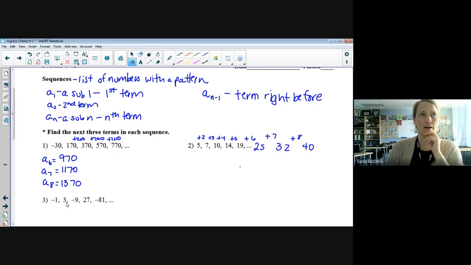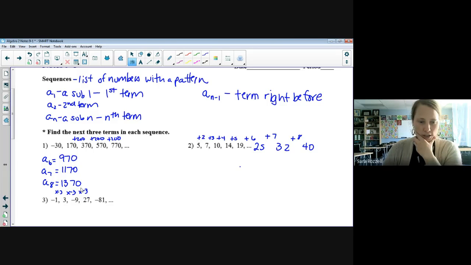I just saw somebody mouth multiply. What are we multiplying each of these numbers by? 3. We know we have a 3, but we're switching from negative to positive, so we're multiplying by negative 3. So negative 1 times negative 3 is 3. 3 times negative 3 is negative 9. Negative 9 times negative 3 is 27.